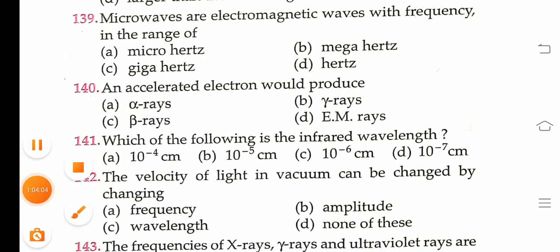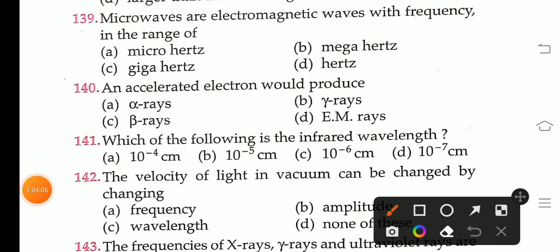Next, microwaves are electromagnetic waves with frequency in the range of right answer option C, gigahertz. Next, an accelerated electron would produce right answer option D, EM rays. Next, which of the following is the infrared wavelength? Right answer option A, 10 to the minus 4 centimeter.